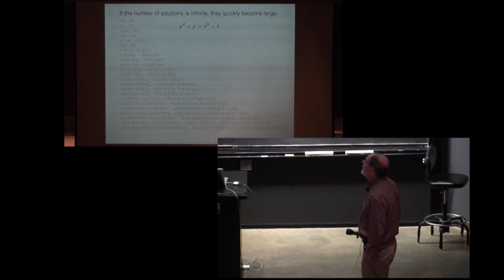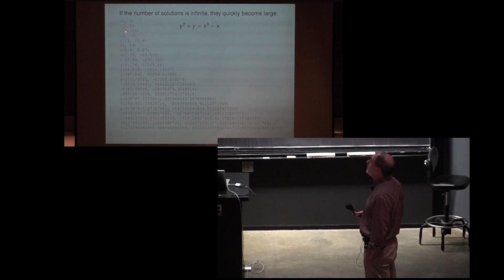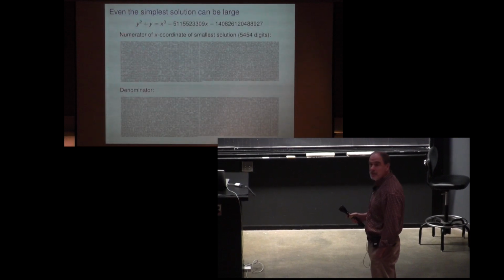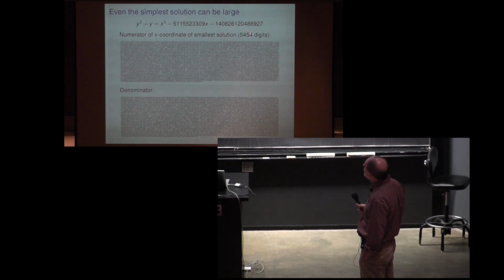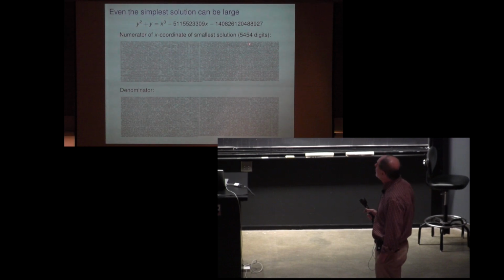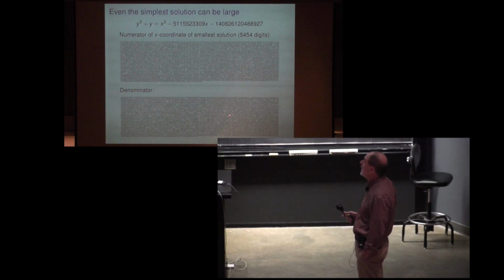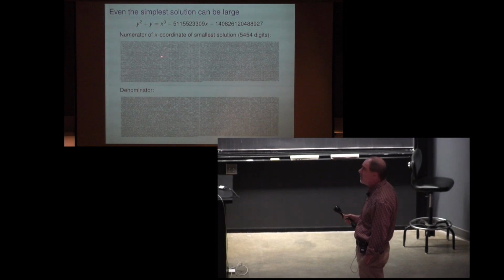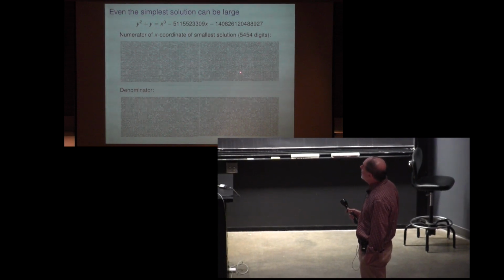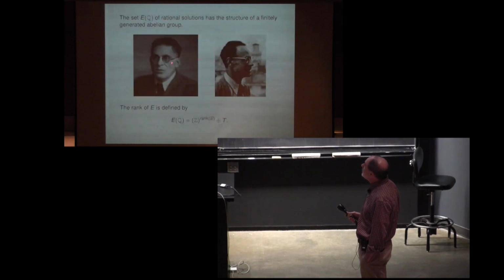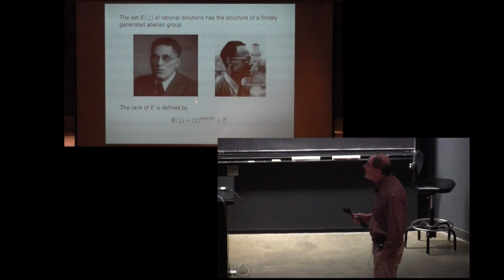Now, you might get the idea from this that the way you find all rational solutions of a cubic equation is starting with a very simple one. But even when the number of solutions is infinite, and here's a simple equation where the number of solutions is infinite, the simplest possible solution has x coordinate where the numerator has over 5,000 digits and the denominator has over 5,000 digits. And that's just the x coordinate. The y coordinate is larger. So to find this solution, which isn't too well documented, you'd have to have a good method.